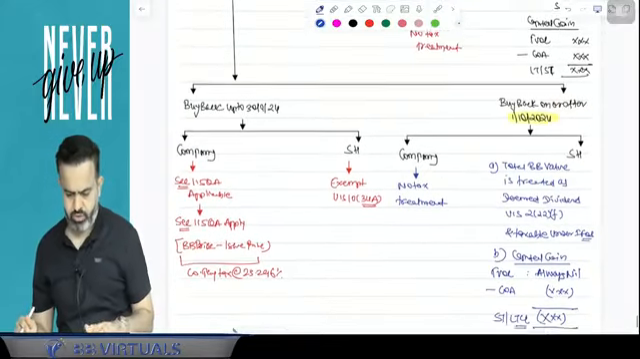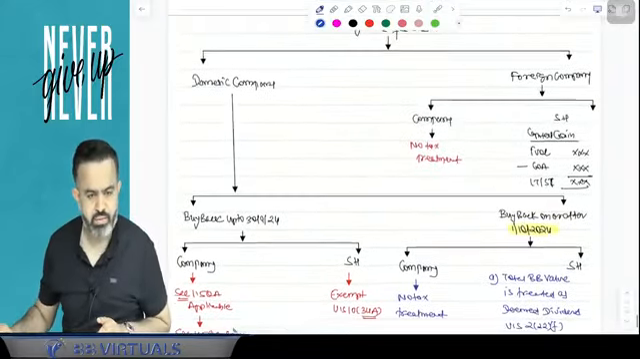Done. So just copy down this part. First copy down this part.